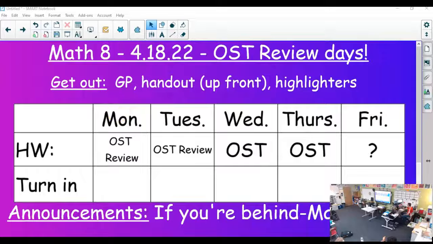All right, so let's chat. On your packet, you have the Spring 21 released items, which means these were legit test questions. What I really dislike about when we do the practice tests online is a lot of times those feel really scary and really tough. So what's in this packet is legit from the test last year that last year's Math 8 students took.